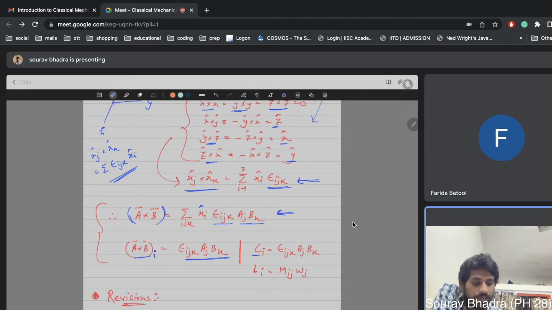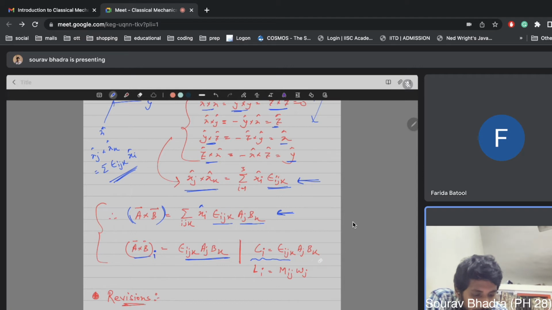So Ci is actually εijk aj bk. In this form I have written it just to give you the idea of the vector transformation. You can see in sir's class also, sir has established the formula for how tensors or vectors generally transform. So this is the transformation of vectors.